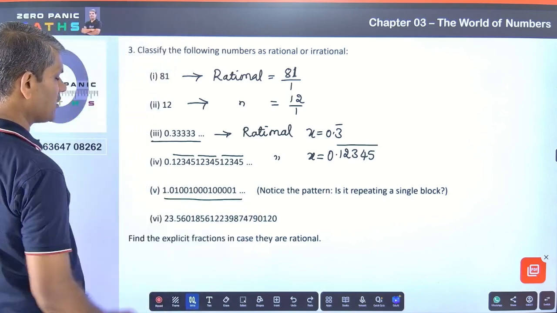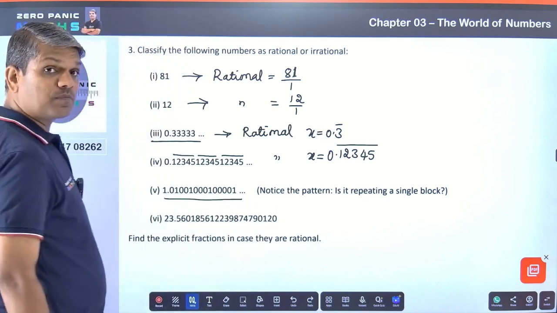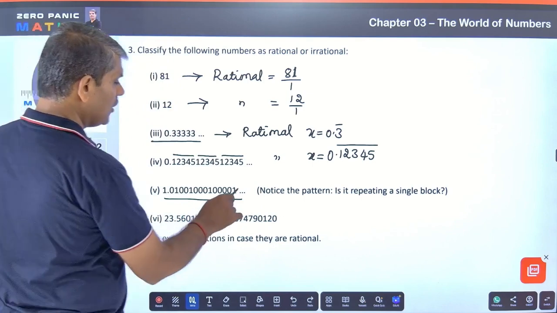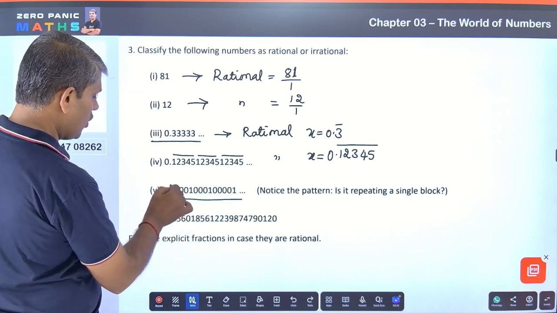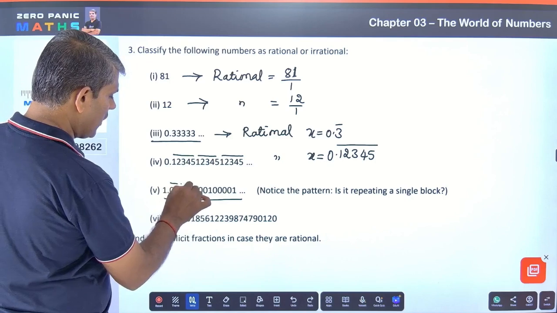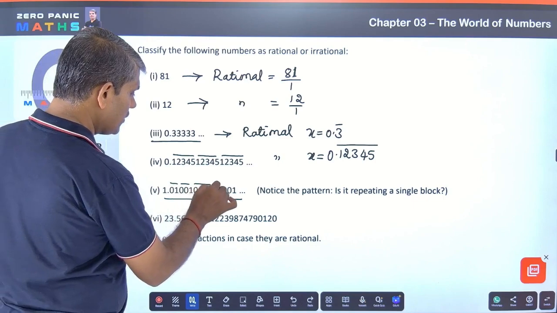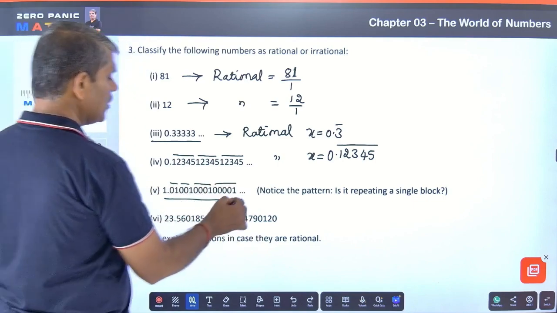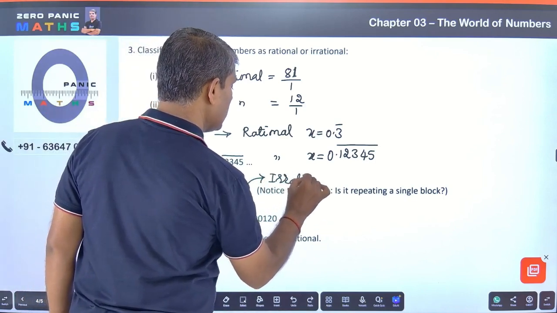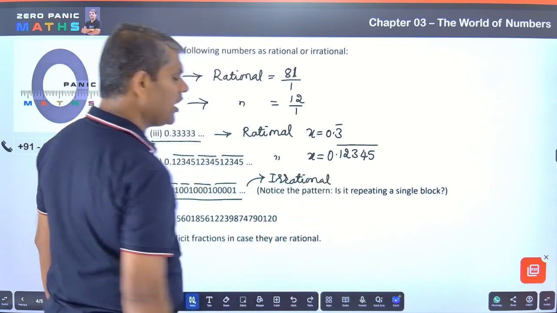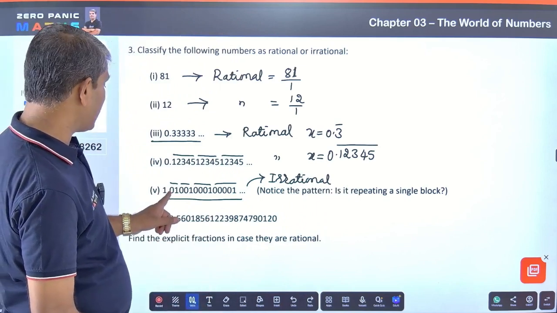The fifth one is an irrational number, because first of all, it is not repeating and also non-terminating. If you observe the pattern, there is no particular pattern that is getting repeated. You see that 0001 0001 0001, so nothing is getting repeated, so this one you can write as irrational. And for an irrational, you need not write it in the form of p by q, because it does not possess that property. Okay, so this is the answer for the fifth one.